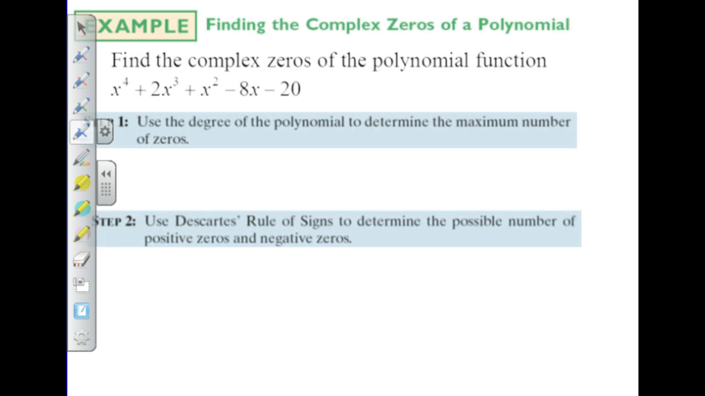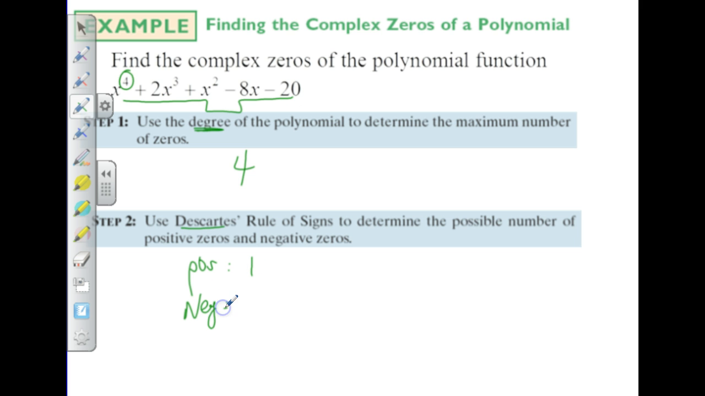So again, what I'll be asking you to do on your test is determine the degree. So the degree would be the maximum number of roots. In this case, it's 4. Use Descartes' rules of signs like what I taught you in section 5.5. For the positives, I just count how many sign changes there are. There's only 1. So there's only 1 possible positive.